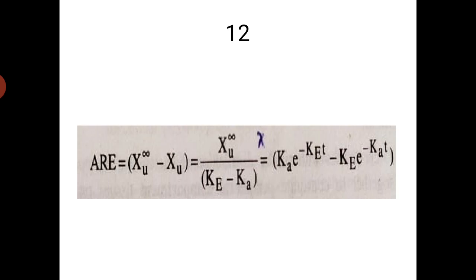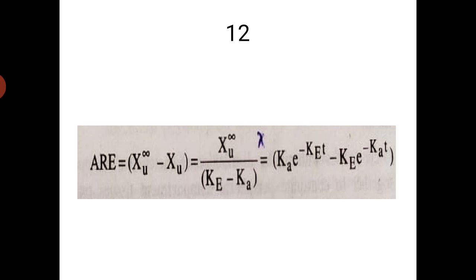Okay, so simplify, and finally you will get this equation, that is Xu infinity minus Xu is equal to Xu infinity divided by Ke minus Ka into Ka e raised to minus Ket minus Ke e raised to minus Kat. Okay, so there I have made an into mark. Actually in your textbook it is not equal to, it is an into mark.